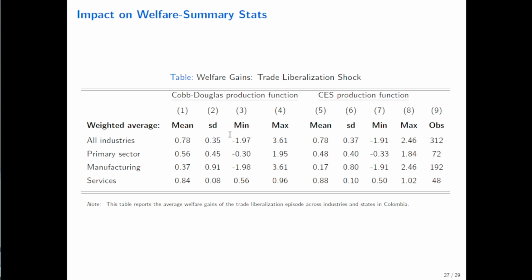And in terms of inequality, you can see that inequality doesn't change that much across all industries, but for the primary sector and for the manufacturing sector, it actually decreases. So inequality within these two sectors decreases in the CES case versus the Cobb-Douglas case.